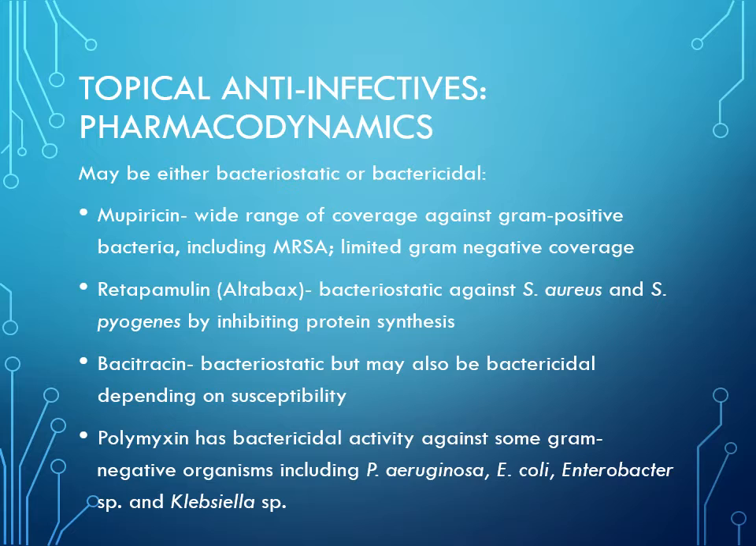Altabax is bacteriostatic against Staph aureus and Strep pyogenes by inhibiting protein synthesis. Mupirocin has a wide range of coverage against gram-positive bacteria, including MRSA, but it has limited gram-negative coverage. And polymyxin has bactericidal activity against some gram-negative organisms, including those that you see listed there.